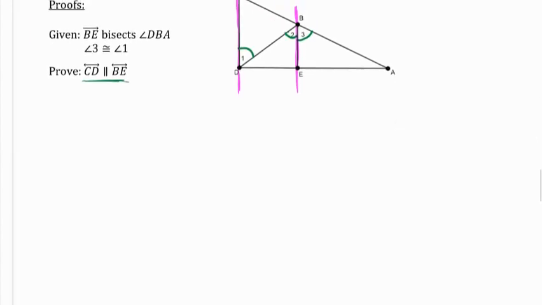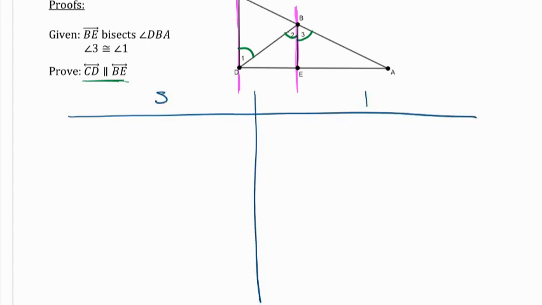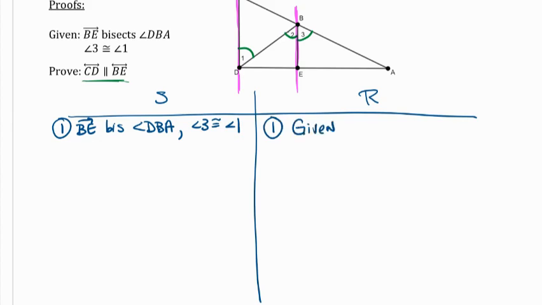Okay, so we start with our little chart here, our statements and our reasons. We're going to start with our givens always. So our first part is that BE bisects angle DBA. And we also know that angle 3 is congruent to angle 1. And those are our givens.